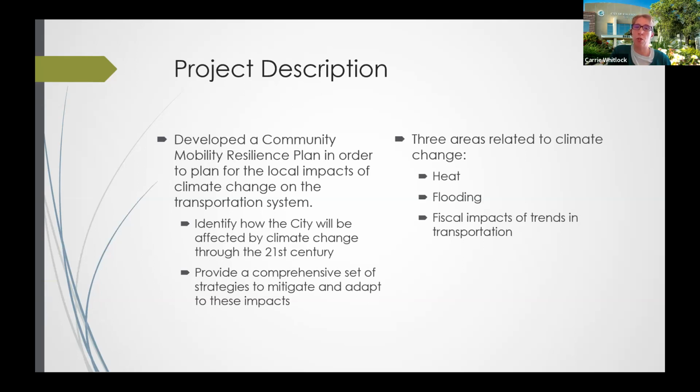And the goal is to plan for the local impacts of climate change on the transportation system. And what we did was to identify how the city will be affected by climate change through the 21st century, and also to provide a set of strategies to help us mitigate and adapt to those impacts. And these strategies, while the grant was from Caltrans and it was focused around our transportation sector, included strategies to help with building a more resilient built environment, to looking at a climate ready community and improving social and economic resilience.